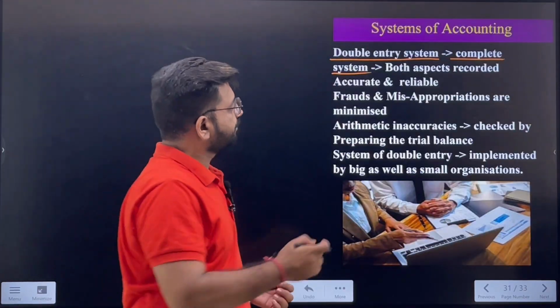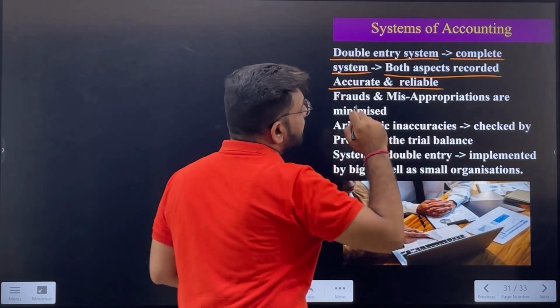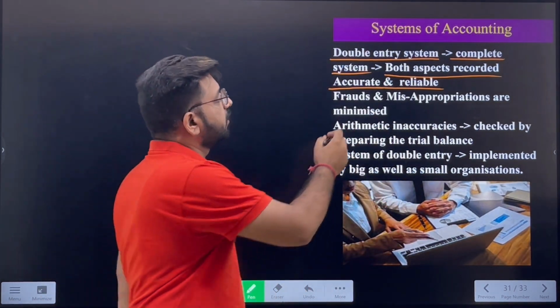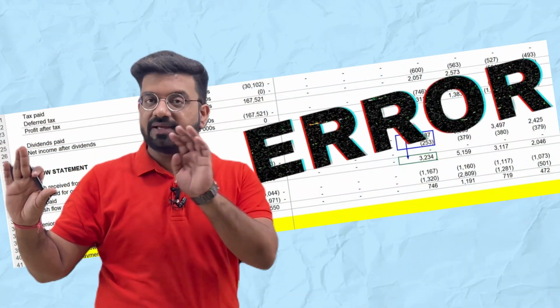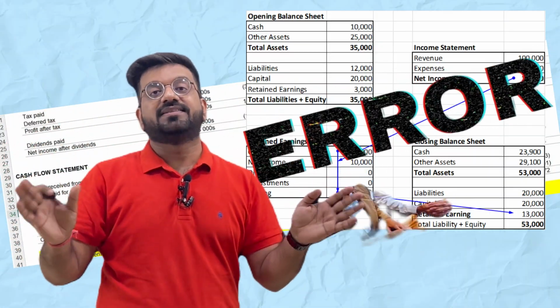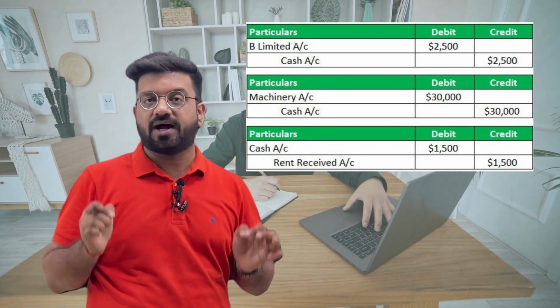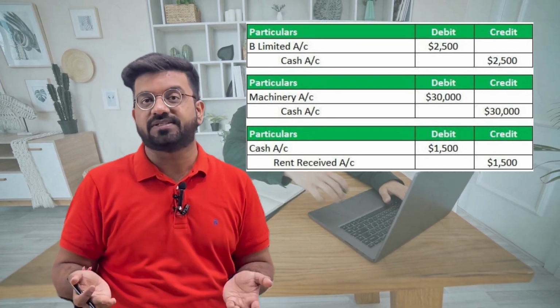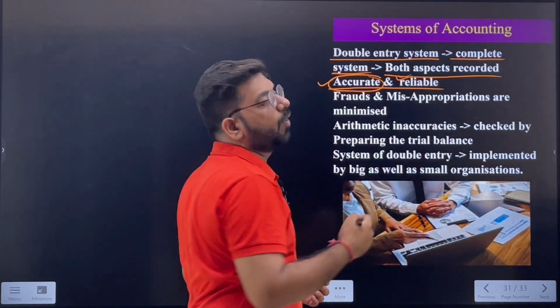Is that clear? Now, next, both aspects recorded are accurate and reliable. Since both aspects are recorded, it is totally accurate, because one effect will be in one account, the other effect will be in the other account. So there is a tally or verification, that we have recorded one thing here and the other thing here. If both the columns are matching, then it simply means that the accounting financial statements which you have prepared are very much accurate and can be relied upon.